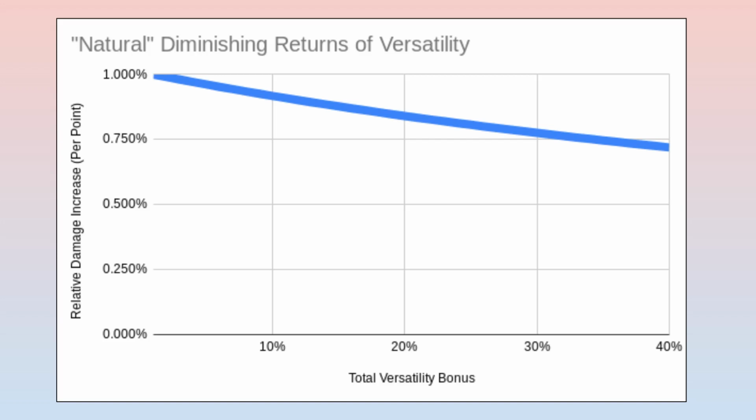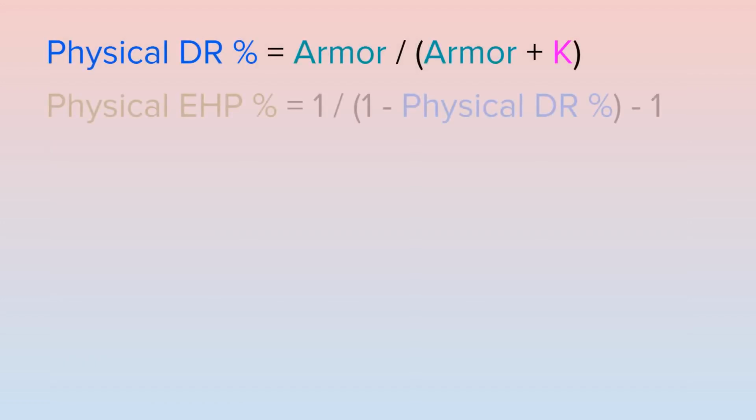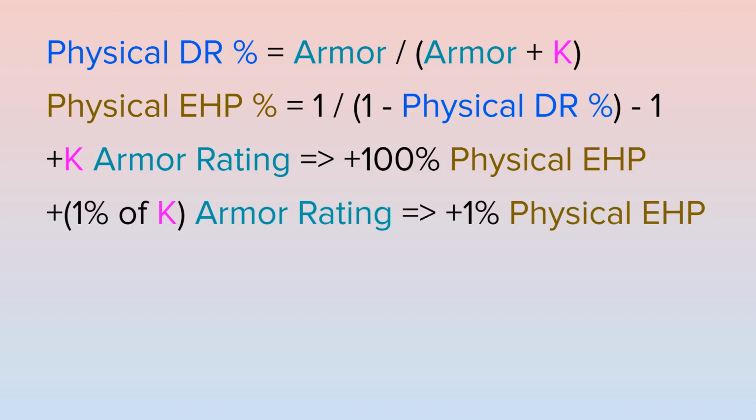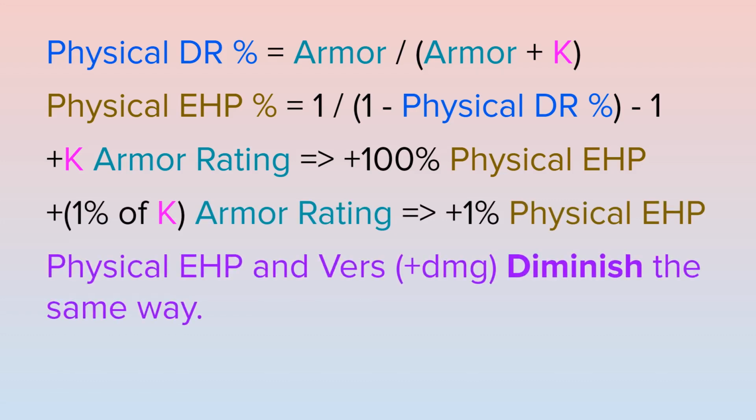Now, instead of looking at physical damage reduction from armor, another way to look at armor is in terms of the extra physical effective hit points it provides, which can be calculated as seen. While you are free to do the math yourself, the main takeaway here is that every additional K armor rating will give you an additional 100% physical effective health compared to your baseline physical effective health without armor. Or, if we want to shrink the scale to make it more comparable to the versatility bonus damage example, if you gain armor rating equal to 1% of the K value, you will gain an additional 1% physical effective HP.